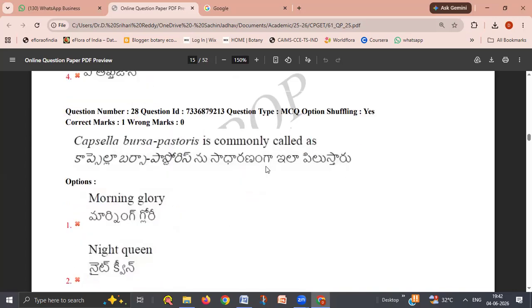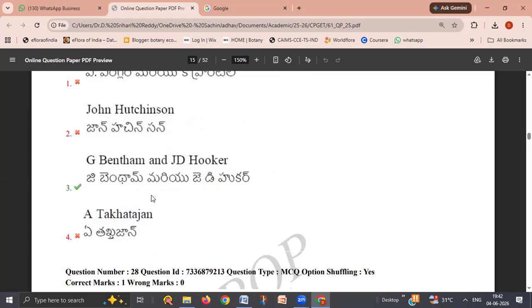Next, we lack time. There is only one more minute. So you know Genera Plantarum and Species Plantarum. Who wrote those books? Species Plantarum was written by Linnaeus, and Genera Plantarum was written by Bentham and Hooker. So you must read all this.